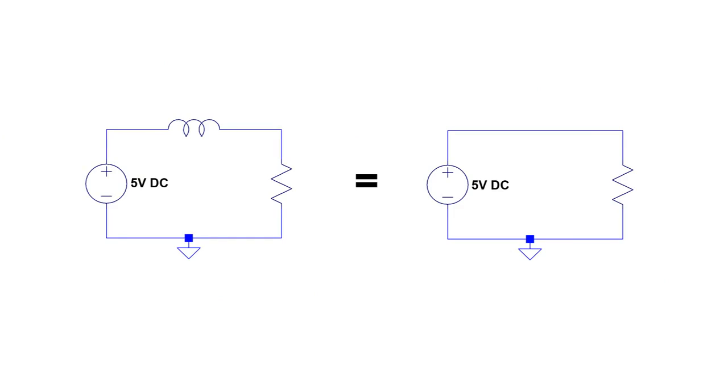Finally, inductors have almost no effect on DC. They're basically just pieces of wire with a resistance of a few milliohms.